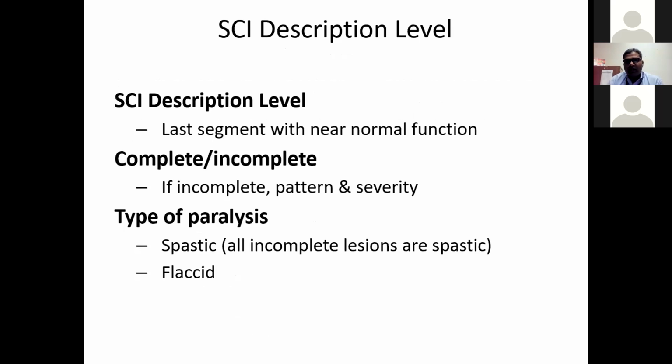Now, whenever a patient has a spinal cord injury, there are certain things that need to be described with that spinal cord injury. You need to know the last segment which has near normal function. For example, if the injury is at the level of the thoracic T6 spine, it may involve T6 and beyond, maybe up to T8, maybe up to the lumbar level as well. But you must know the last normal functioning segment of the spinal cord at that level.